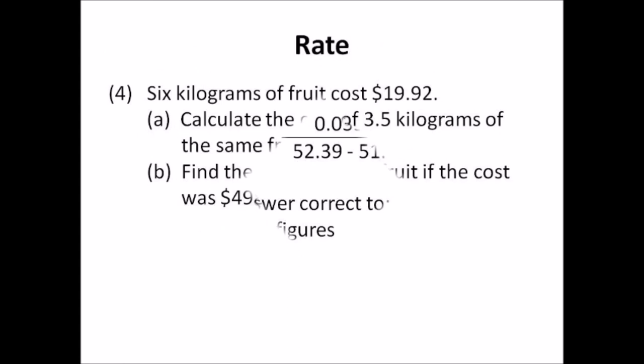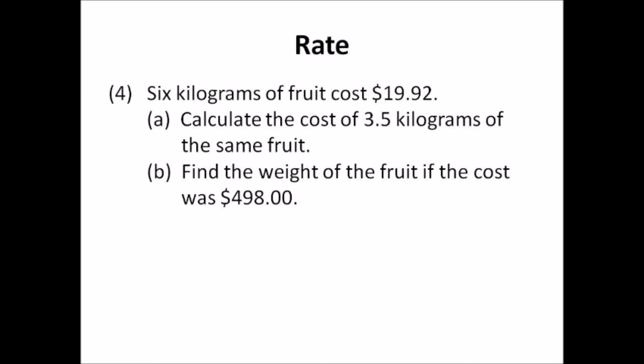And number four, rate. 6 kilograms of fruit costs $19.92. A, calculate the cost of 3.5 kilograms of the same fruit. B, find the weight of the fruit if the cost was $498. So you're using the fact that 6 kilograms cost $19.92. Go ahead and work it.